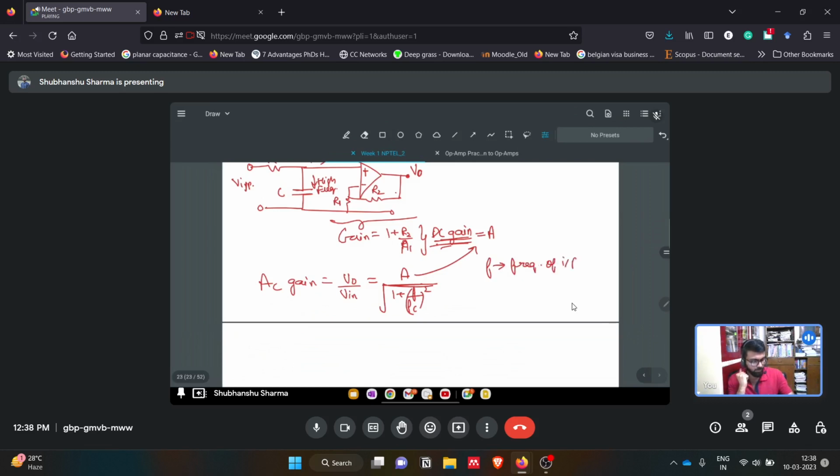So F is basically the frequency of the input signal, and FC is the cutoff frequency of this RC filter, which is given by FC equals 1 by 2 pi RC. Okay, FC equals 1 by 2 pi RC.